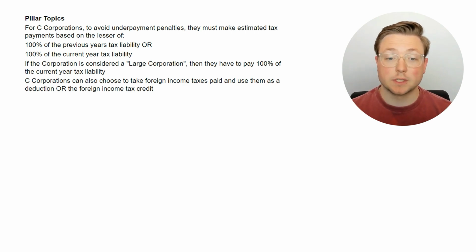And also, C corporations can choose to take foreign income taxes paid and use them as either a deduction or use them in the foreign income tax credit. And you would just need to calculate which of the two would lower your tax liability more. And that's it for this video. I just wanted to go over those two simple topics.